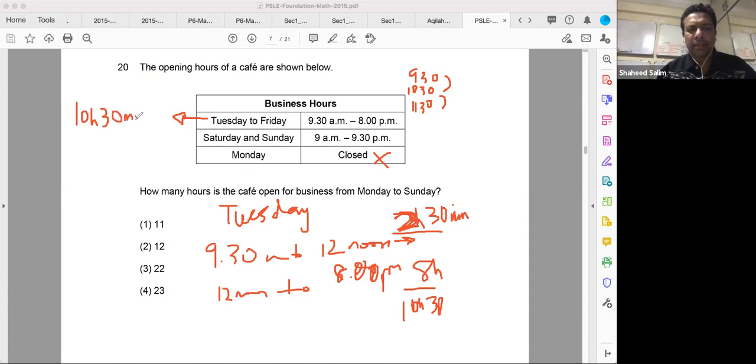Now, how many days is it open at that time? Tuesday, Wednesday, Thursday, Friday, 4 days. So you times by 4. Now the same thing, you take 9 a.m. to 9:30 p.m. How many hours is this? Then you times by 2 days. Why 2 days? Saturday, Sunday. Then you add them together. You try.